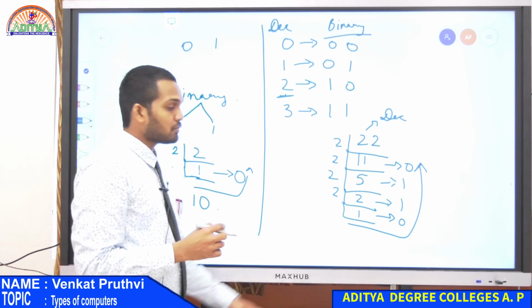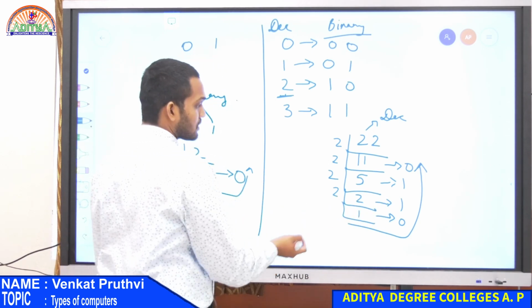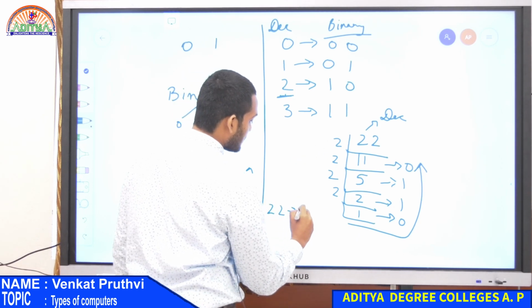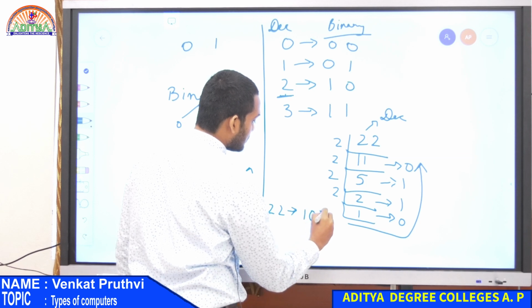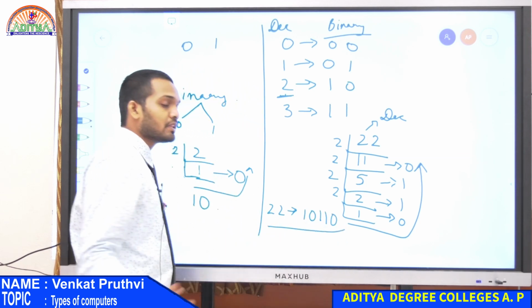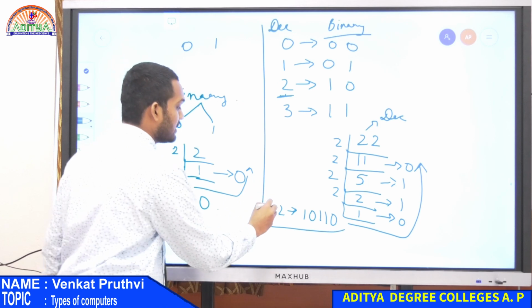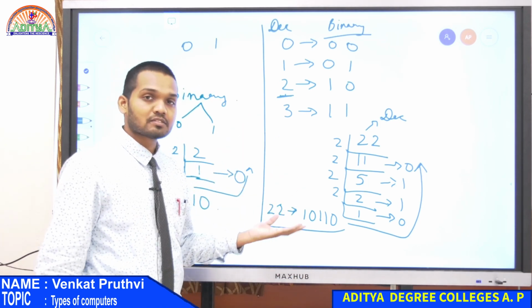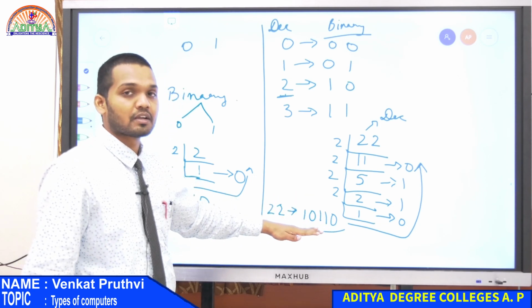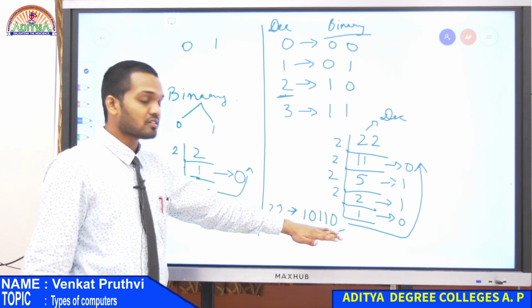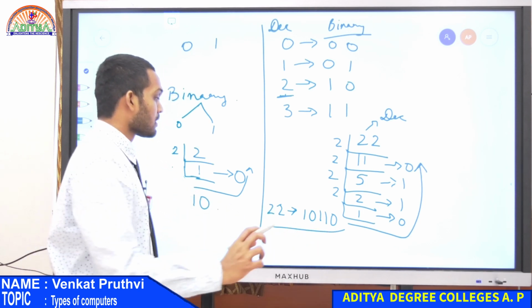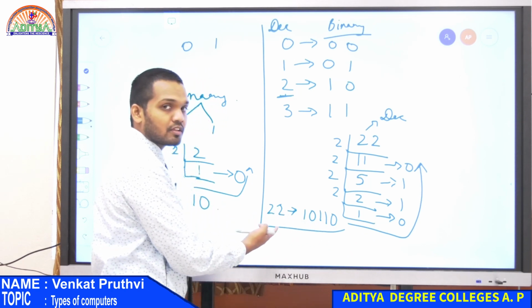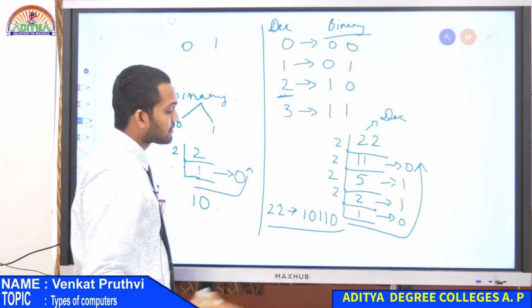So, what is the binary number sequence for this number, decimal number 22? For 22, it will be 1 0 1 1 0. This will be the binary number for 22. Whenever we input 22 in the keyboard, the computer will interpret and translate it into this kind of a format, where it will understand that this number is 22. And it will start processing the data based on this and not on the decimal format that we have provided.